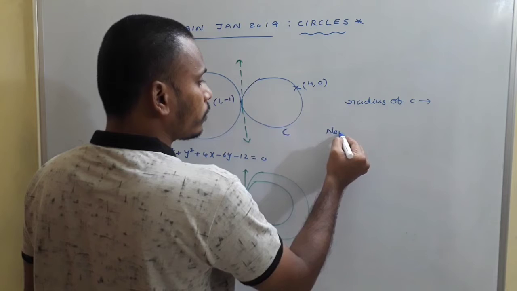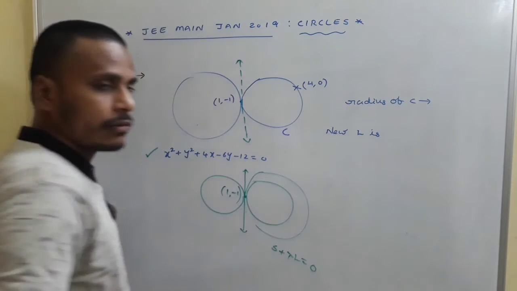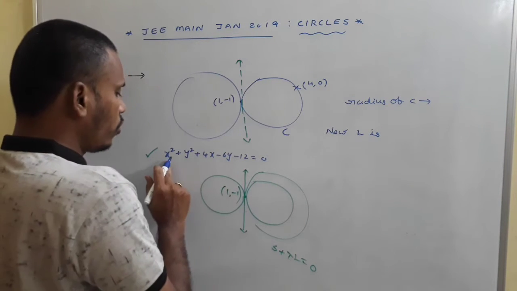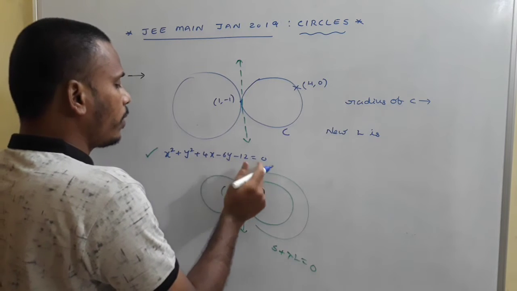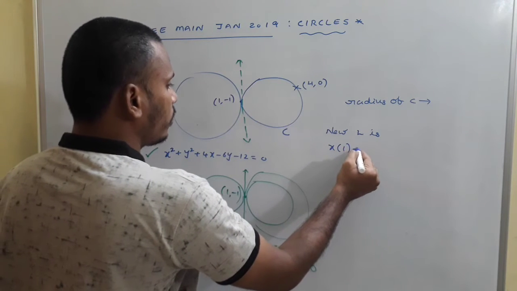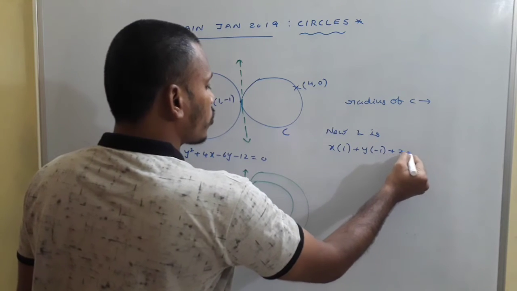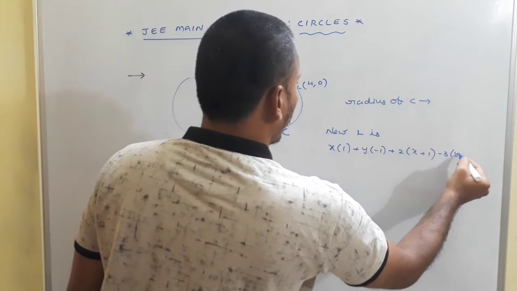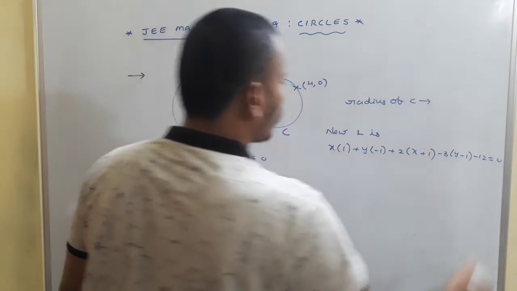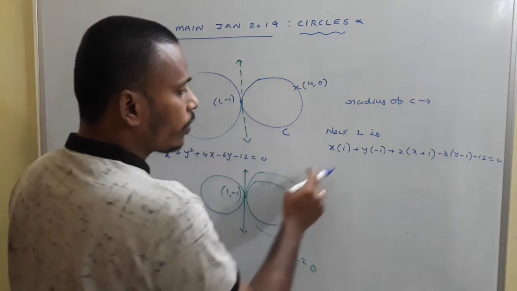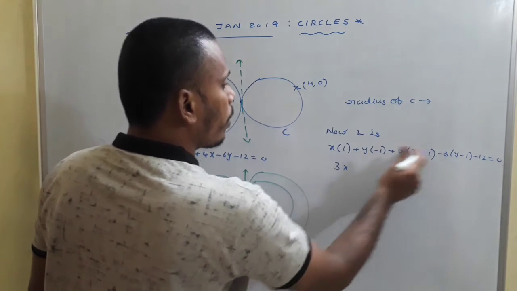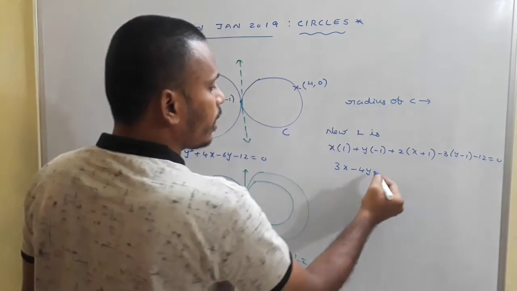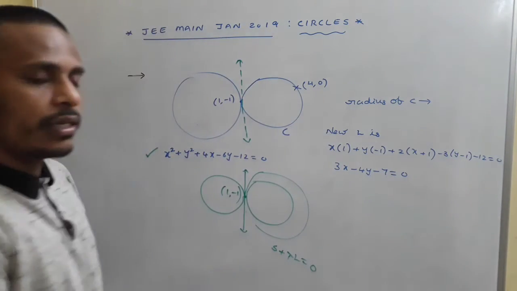Now L is the equation of tangent for the first circle at the point 1, -1. You just use s1 is equals to 0. So x square plus y square plus 4x minus 6y minus 12 is equals to 0. So x into 1 plus y into -1 plus 2 into x plus 1 and minus 3 of y minus 1 minus 12 is equals to 0 is the equation of tangent. Now if we simplify, what will happen? x and 2x, 3x; minus y minus 3y, minus 4y; plus 2 plus 3, 5, minus 12, minus 7 is equals to 0. That is the equation of tangent.